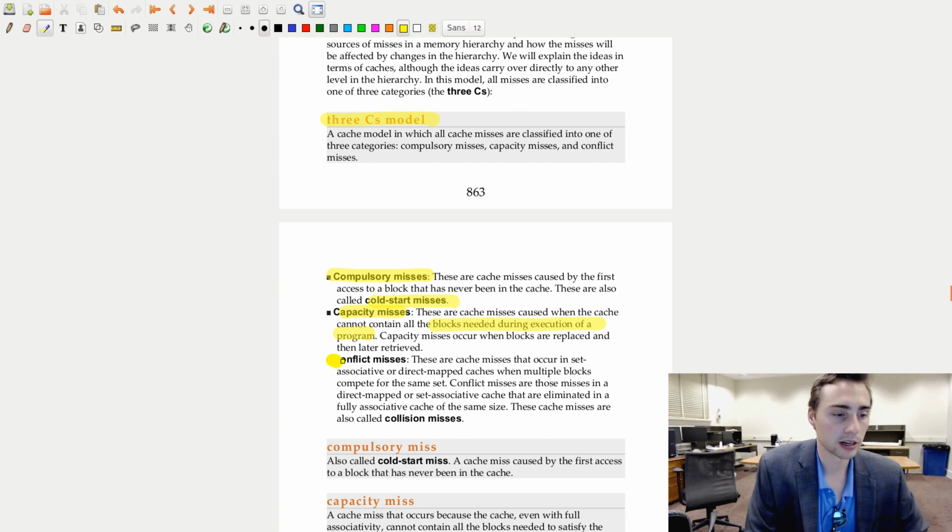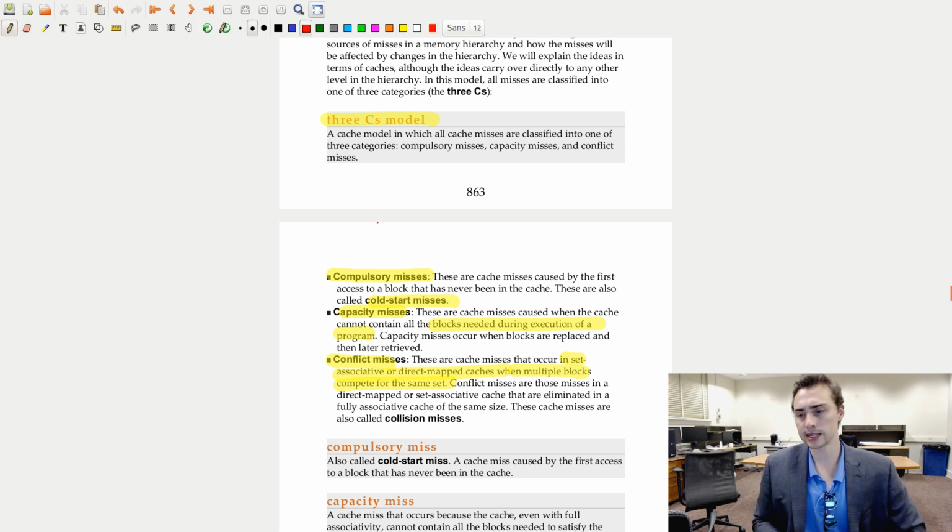Then we have conflict misses. These occur in a set associative or direct mapped cache when multiple blocks compete for the same set. Sometimes this can be a really bad thing, and there are even things that have been used to prevent them from being so bad. If we talk about victim caches sometime, that's an idea from this guy from Wisconsin, Madison. His last name's Jouppi. They're usually called Jouppi victim caches.